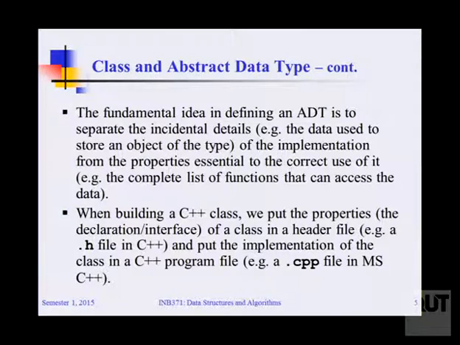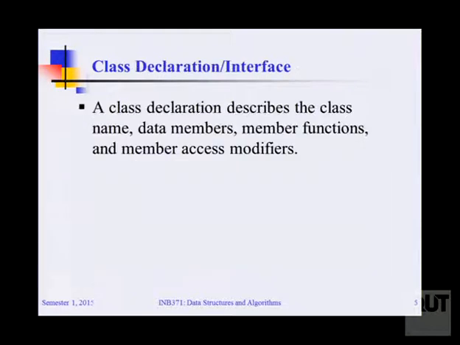So from now on, when you define a new class, you should put the interface, basically the function members and function prototypes, in the .h file. You put the implementations in a separate .cpp file. Okay, I'll give you an example.